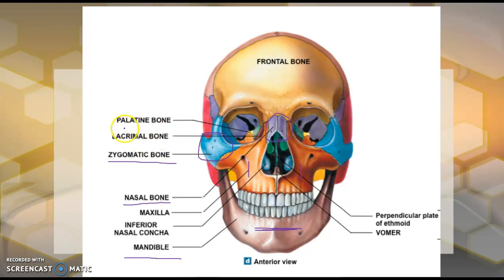There are your palatine bones and the lacrimal bones. Those are going to be more internal. And then you have the nasal concha, which once again are going to be kind of more internal. So I really do want you to focus on these ones that are really easy to see, like the zygomatic, the nasal, the maxilla, and the mandible.